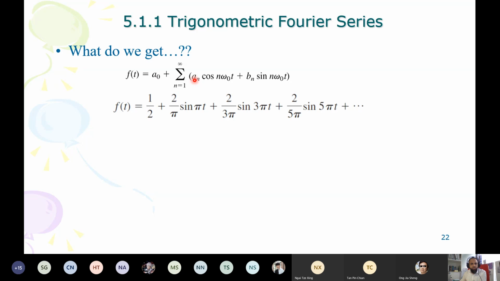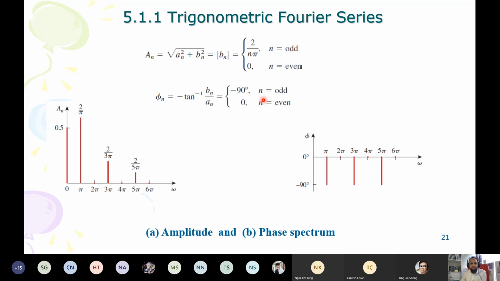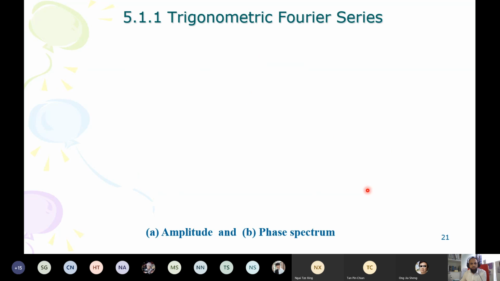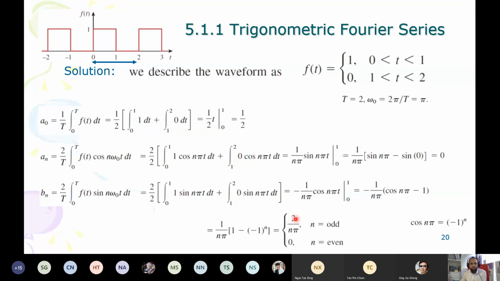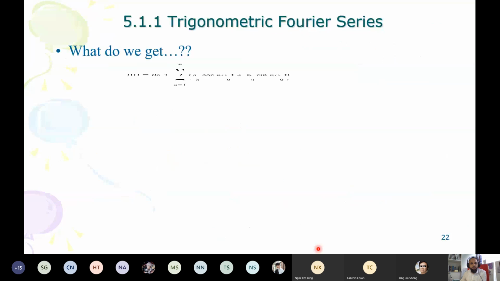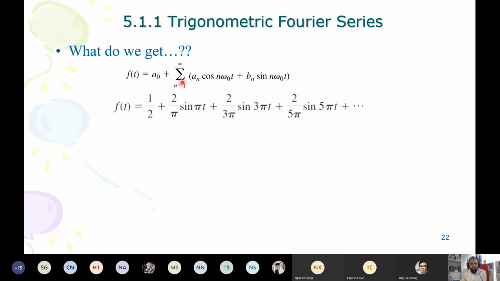A1 is 0. Okay. A2 is 0, A3. So all the cosine functions are gone. This is all 0. Even this one, only odd numbers are there. So B1, B3, B5. That's why I said 2 upon pi, 2 upon 3 pi, 2 upon 5 pi. So this is coming from this 2 upon n pi, odd only. Evens, they are 0. Right? So we put all the terms here to get this expansion. Still, is it a square wave?